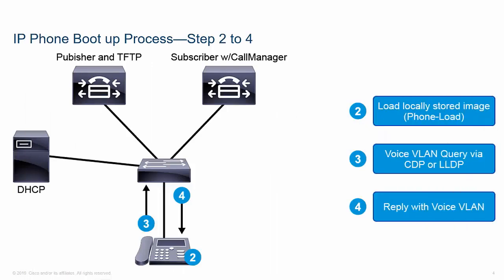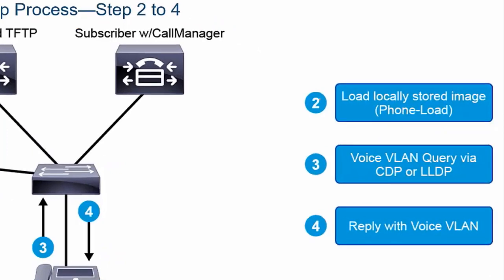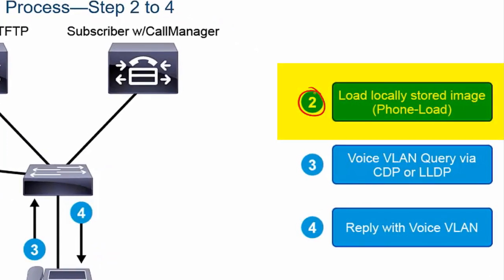Step 2. Once the telephone has got power and it's starting its boot cycle, the very next thing for it to do is then go and load whatever image it has locally stored on it. Now, if this is a brand new phone, this would be a default image. If this is a phone that's been inside your organization for some time, hopefully it would be the same image that the CUCM is running and the same versions.